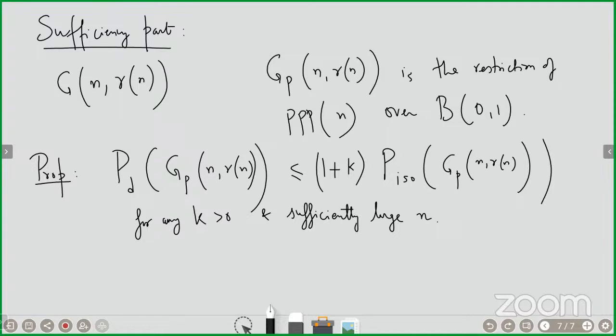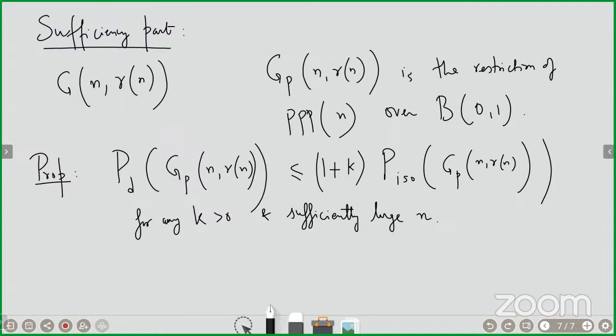This is something I'm not going to prove. If you really want to have the proof, I can refer you to it. But at least absorb what is going on. I'm just comparing G with GP, only two different events. When is G disconnected is more or less the same as when there is somebody isolated. This should tell you something interesting. If I can control the isolation probability, I can control the disconnection probability. That's what is going to happen.